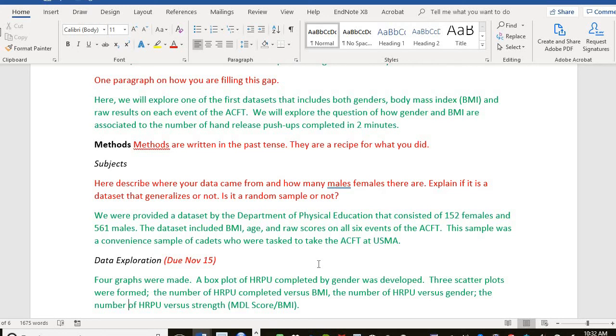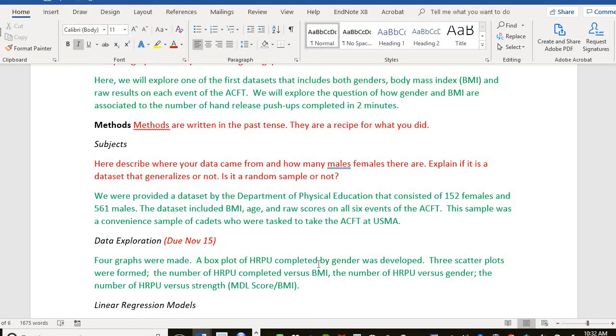Methods. Methods are written in past tense. It's a recipe for what you did. If somebody writes good methods, I can recreate their project. That's the whole point. If you go to Retraction Watch, you'll see papers being pulled because people couldn't recreate their study. If they don't put enough information, you can't recreate the study. So you're just putting a recipe down here to recreate the study.